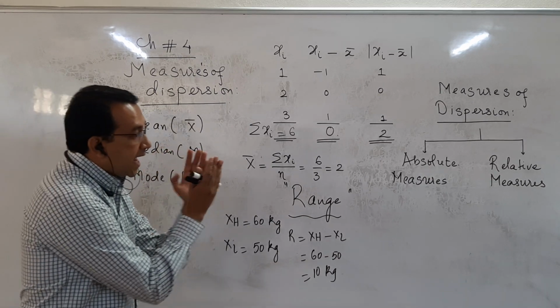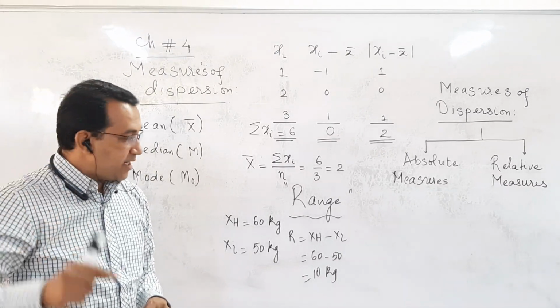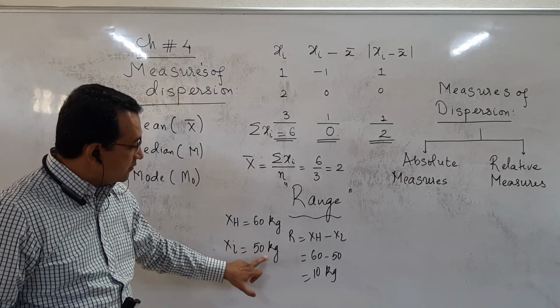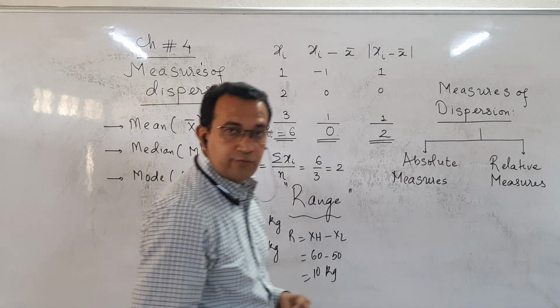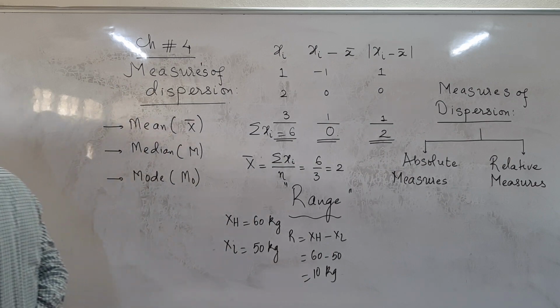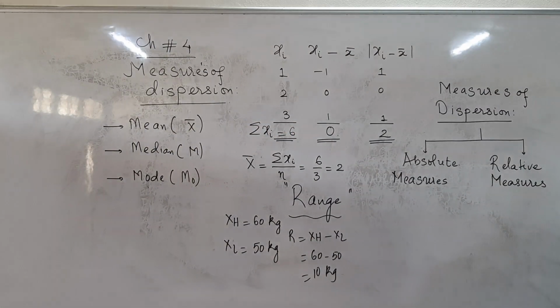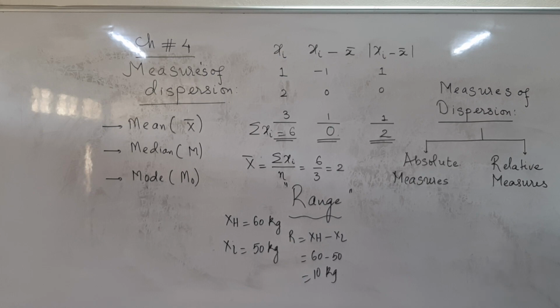But now I want to define absolute measure of dispersion. A measure of dispersion which is expressed in the same unit as that of given observations. Check here. My given observations are weight, and I have taken the unit of weight as kilogram. Then range I am getting 10 kilogram. So the unit of observation and the unit of range are the same. So a measure of dispersion which is expressed in the same unit as that of given observations is called an absolute measure of dispersion.